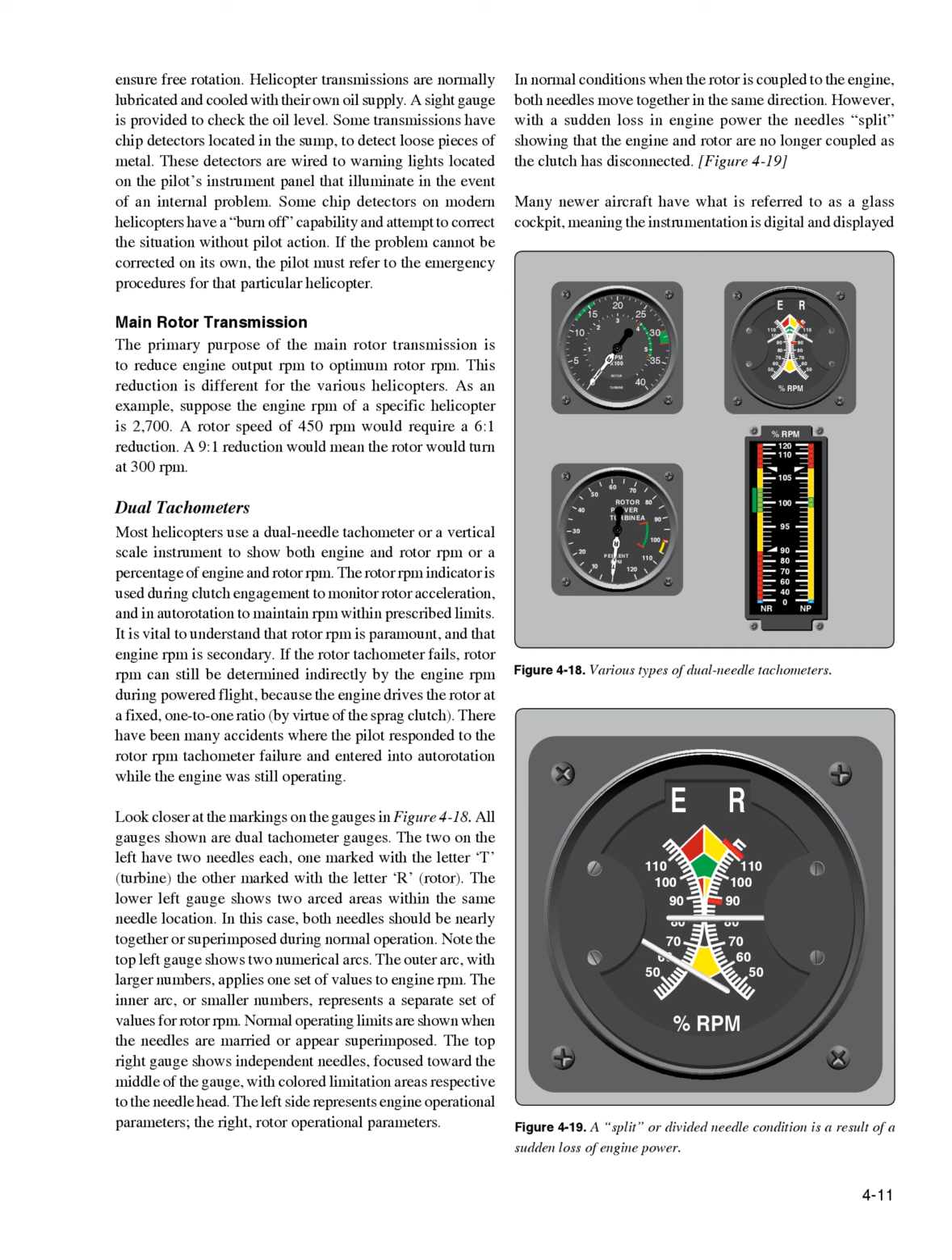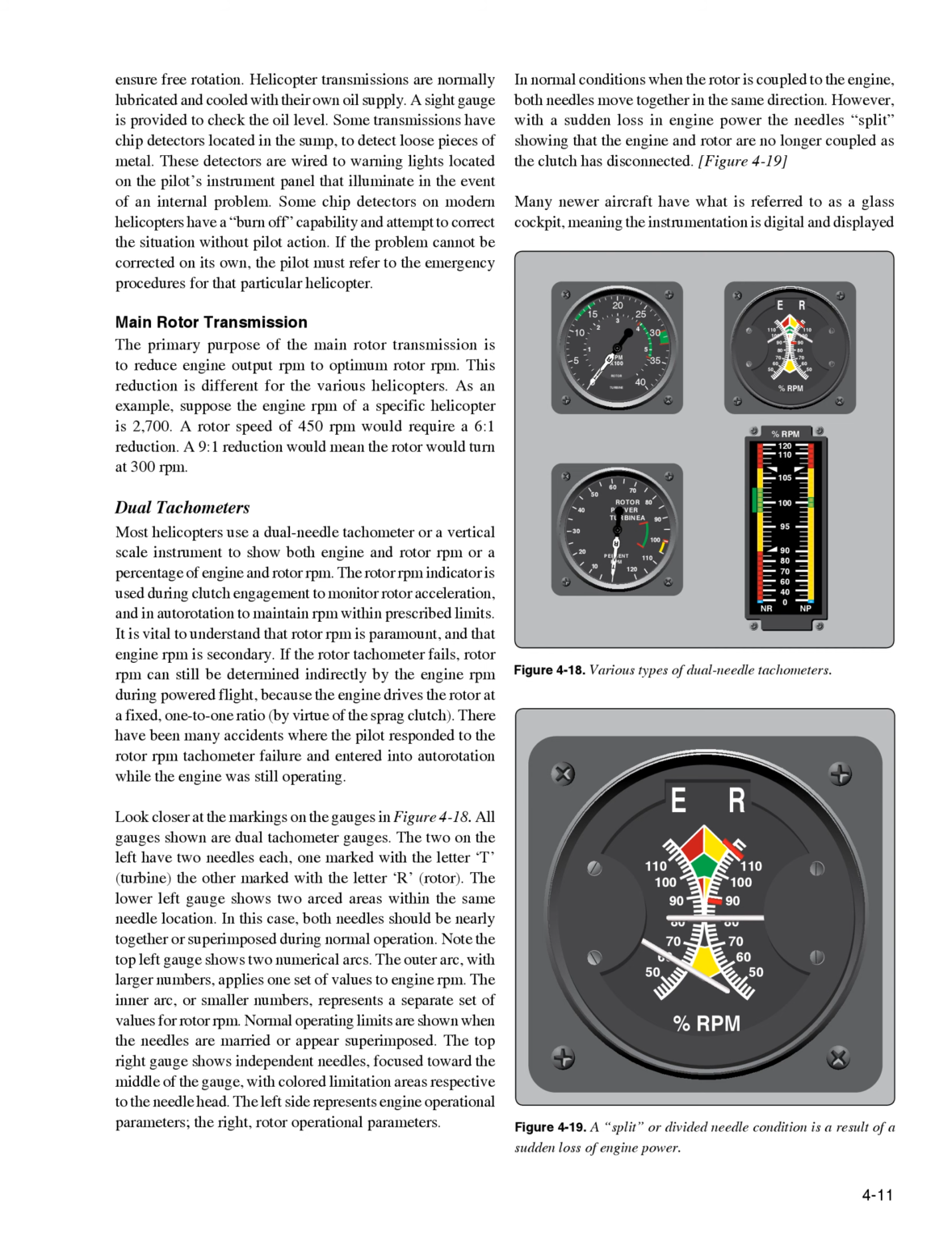Dual tachometers. Most helicopters use a dual needle tachometer or a vertical scale instrument to show both engine and rotor RPM, or a percentage of engine and rotor RPM. The rotor RPM indicator is used during clutch engagement to monitor rotor acceleration, and in autorotation to maintain RPM within prescribed limits. It is vital to understand that rotor RPM is paramount, and that engine RPM is secondary.